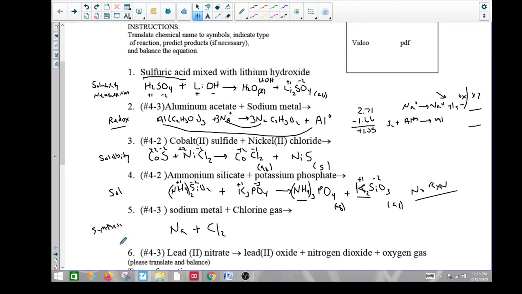Synthesis, meaning or composition. But in reality, this is actually a redox reaction. You'll see why. So it's going to make Na plus Cl minus. So we're going from no charge and no charge to a plus 1 and a minus 1. And I'll balance it quickly here, put a 2 here and a 2 here. And therefore, this is actually a form of a redox reaction.